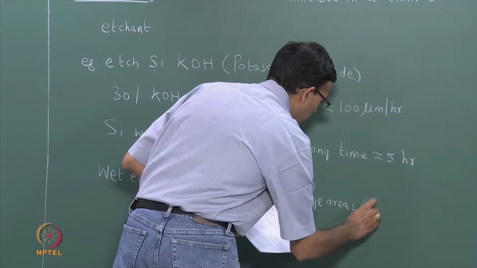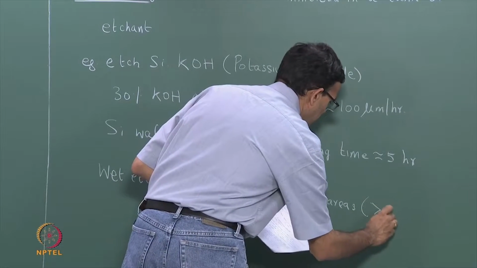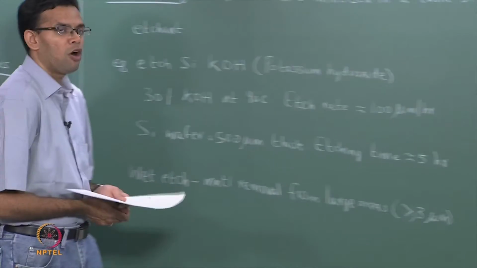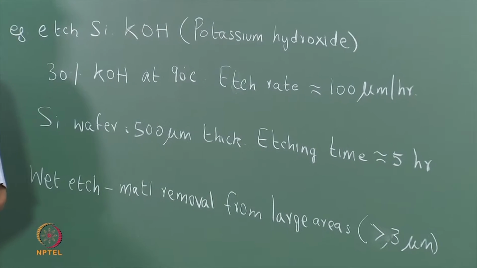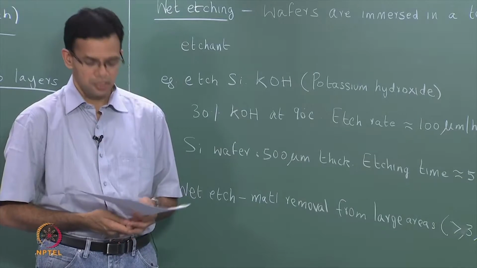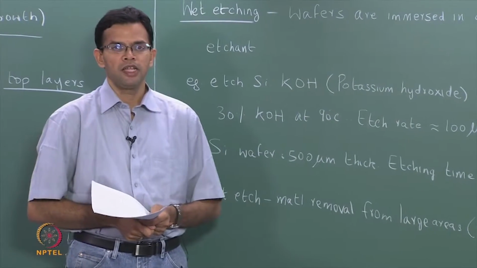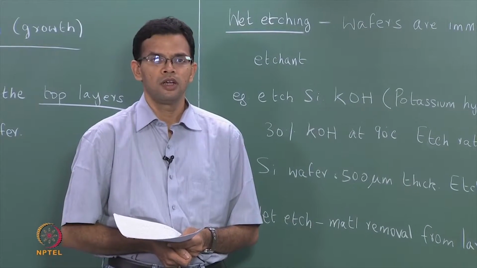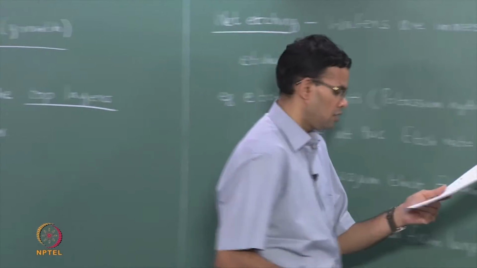Again, we can give a typical number, say a few micrometers. So let me say 3 micrometers. For smaller precise etching, so for etching from smaller pattern regions, usually dry etch is preferred. So whenever we think about etching, etching uniformity is really important, and these again depend upon the process conditions.